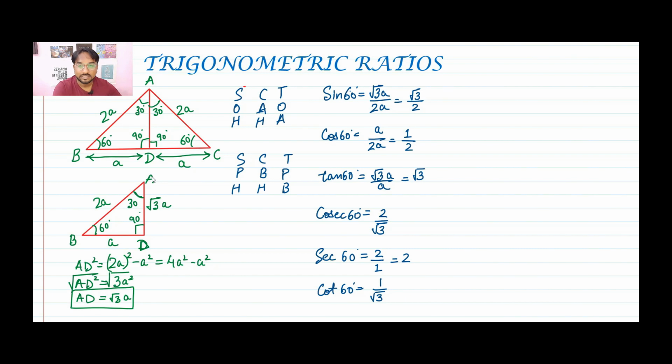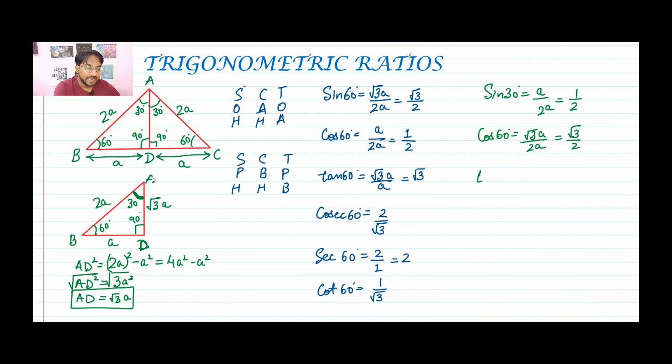Now let's write for 30 degrees. Sine 30 degrees. Now we are talking about this angle 30 degrees. So opposite will be BD, that is A, and hypotenuse remains the same, 2A. So it becomes 1 by 2. Now cos 30 degrees, adjacent square root 3A by hypotenuse 2A, A cancels out, so square root 3 by 2.